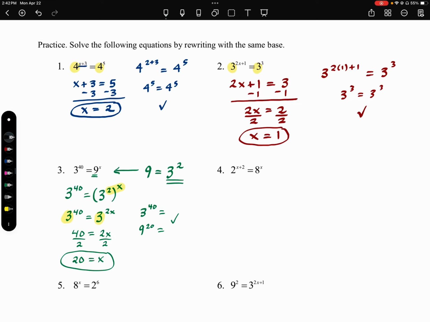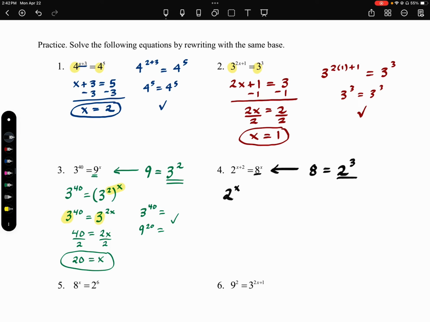For 4, we have 2 to the power of x plus 2 is equal to 8 to the power of x. And again, these ones do not have the same bases, so let's look at the bigger base and say, can we rewrite that as the smaller base? So in other words, can 8 be rewritten as 2 to some power? Think about 2 times 2 is 4, times 2 gives us 8. So 8 is the same thing as 2 to the third power. Let's substitute that in for our 8.